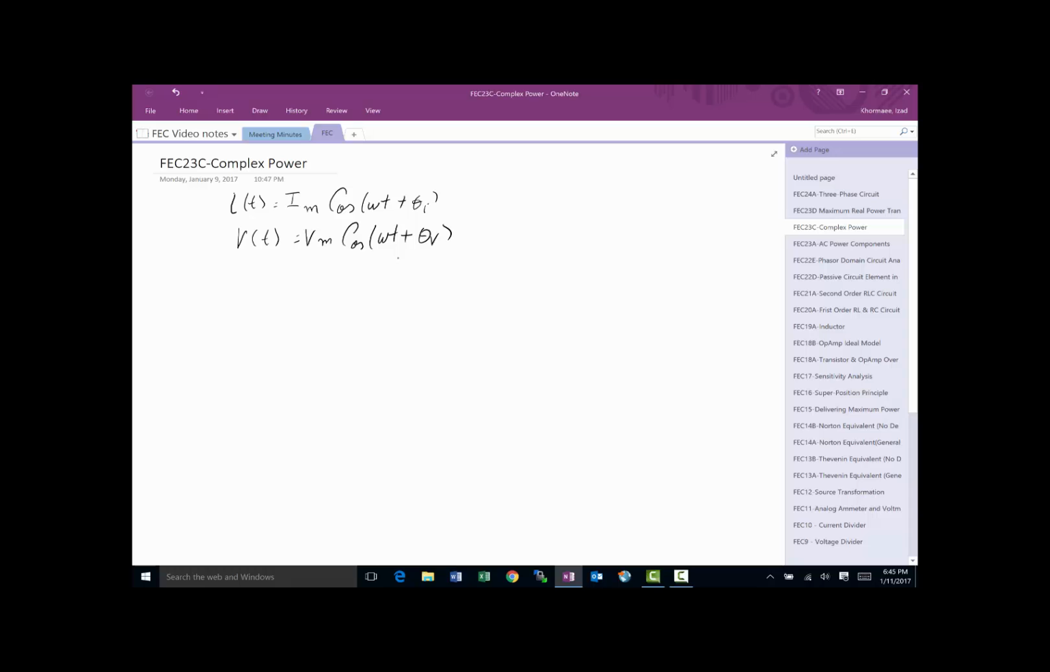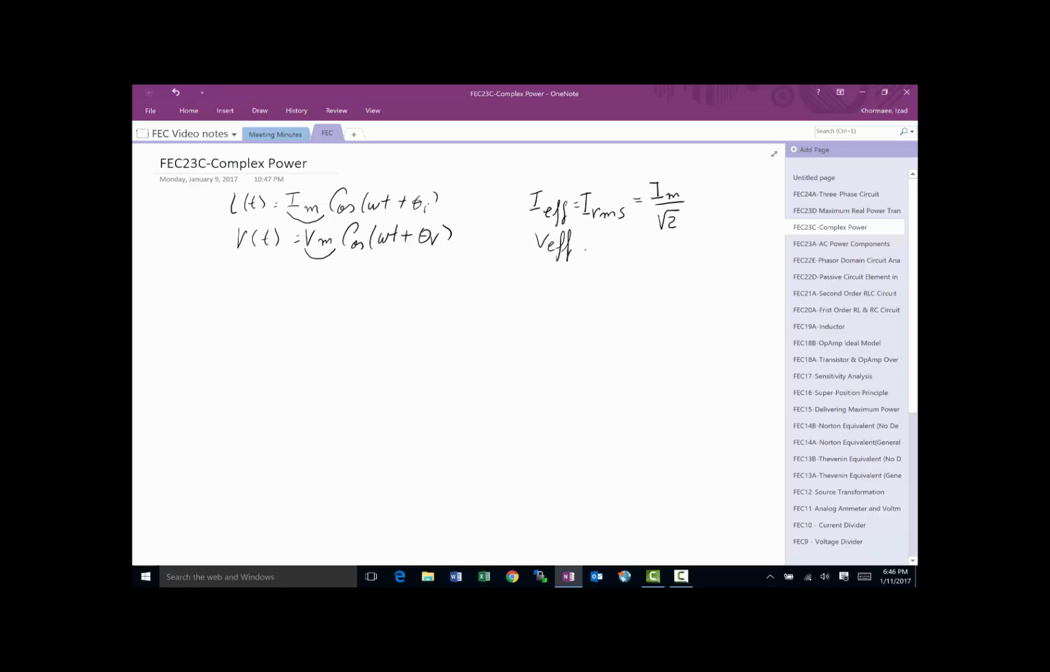Just a quick note before we go on. Im is the maximum current, Vm is the maximum voltage, and if you recall, earlier we had a video that talked about I effective, or another name for it, I RMS, which was basically the value of Im divided by square root of 2. It's the root mean square average, if you want to think about it that way. And then of course we would have one for V effective as well.